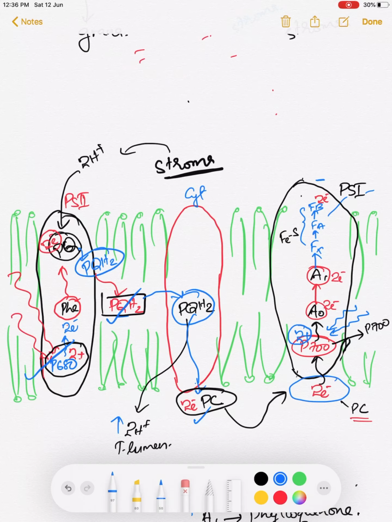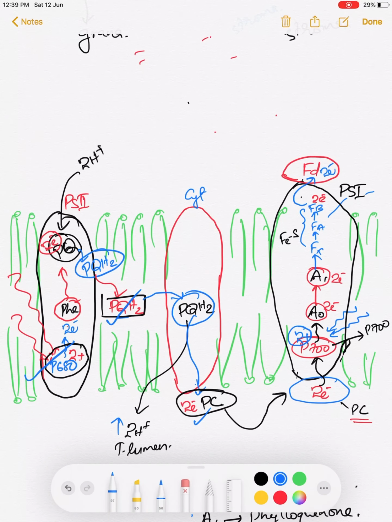In the stromal side of PS1, there is another electron carrier, that is ferredoxin. We can represent ferredoxin with FD. Finally, the electrons which are present in the iron sulfur center FB will be transferred to ferredoxin. This is a stromal side.